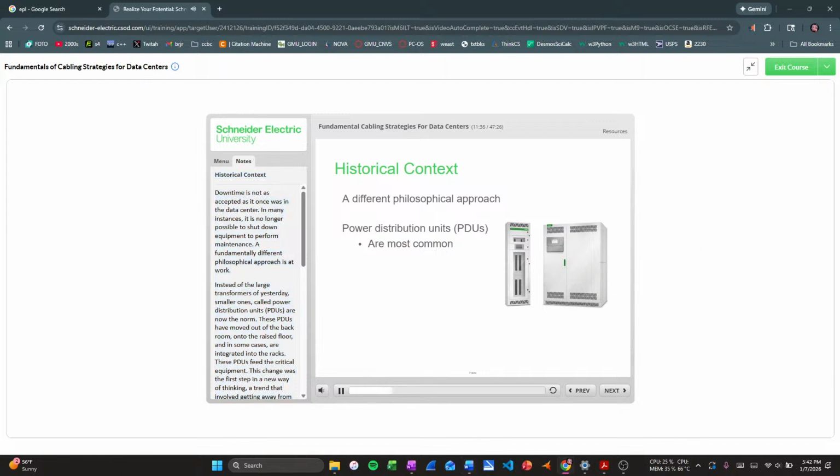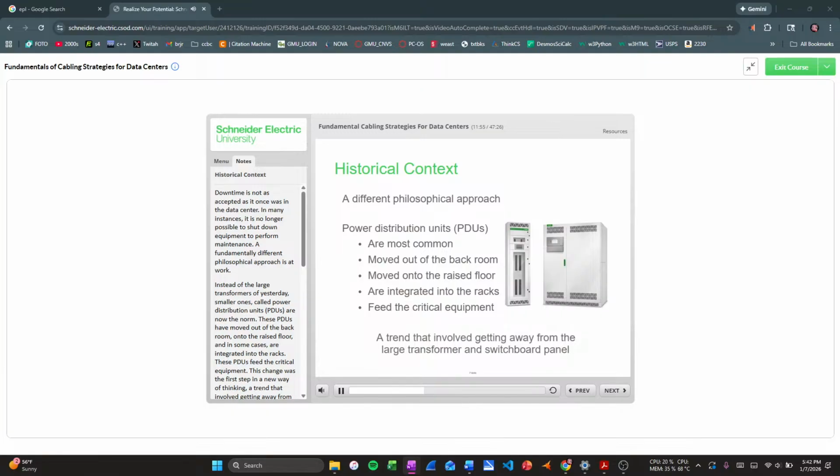Distribution units, or PDUs, are now the norm. These PDUs have moved out of the back room onto the raised floor and in some cases are integrated into the racks. These PDUs feed the critical equipment. This change was the first step in a new way of thinking, a trend that involved getting away from the large transformer and switchboard panel.